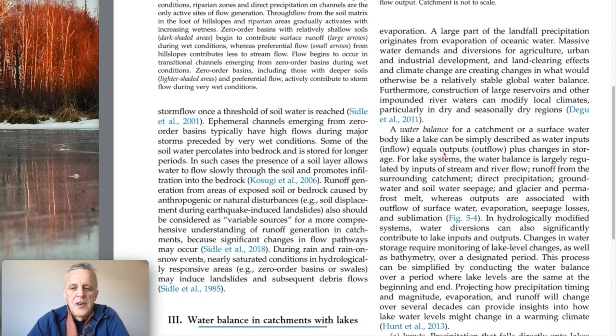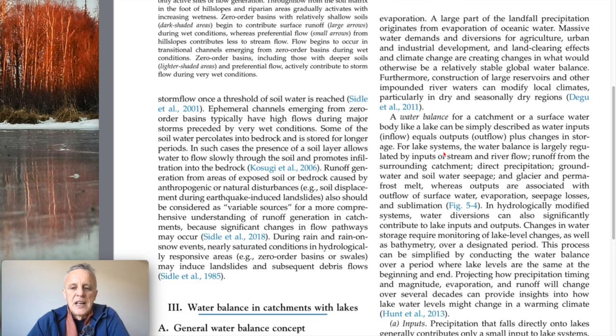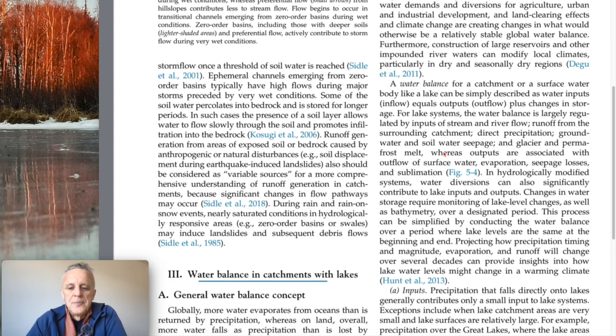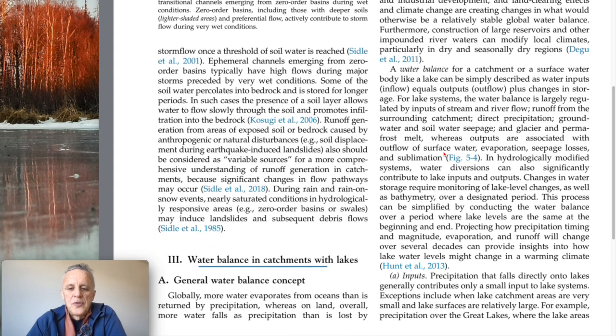A large part of the land-falling precipitation originates from evaporation of oceanic water. Massive water demands and diversions for agriculture, urban and industrial development, land clearing effects, and climate change are creating changes in what would otherwise be a relatively stable global water balance. Furthermore, construction of large reservoirs and other impounded river waters can modify local climates, particularly in dry and seasonally dry regions.